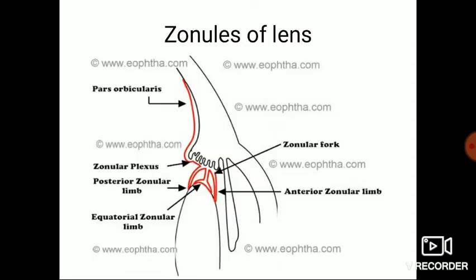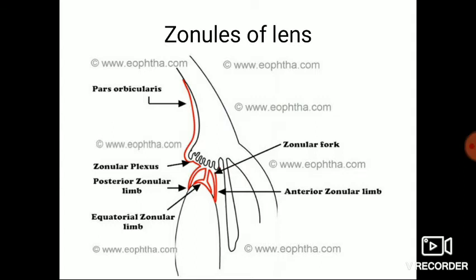The anterior zonular limb passes from the pars plana to the pre-equatorial part of the lens, the posterior zonular limb passes from the pars plicata to the post-equatorial part of the lens, and the equatorial passes from the pars plicata to the lens equator. The zonules are arranged in bundles which are composed of 2 to 5 fine fibers.